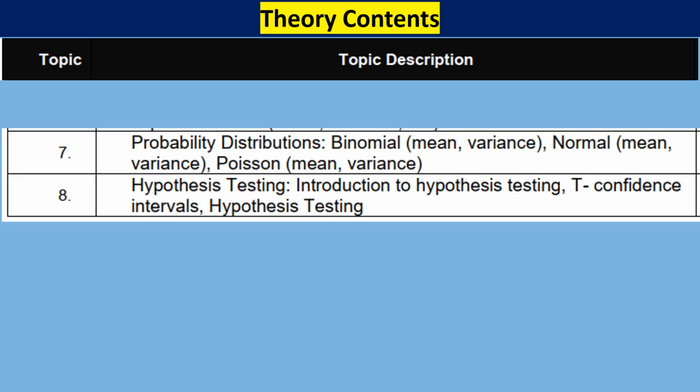Topics for weeks 7 and 8. It's about the binomial distribution, which has a mean and variance, and each distribution is key to statistical analysis. Hypothesis testing involves setting up a null hypothesis and an alternative hypothesis, and it also discusses t-tests and confidence intervals.